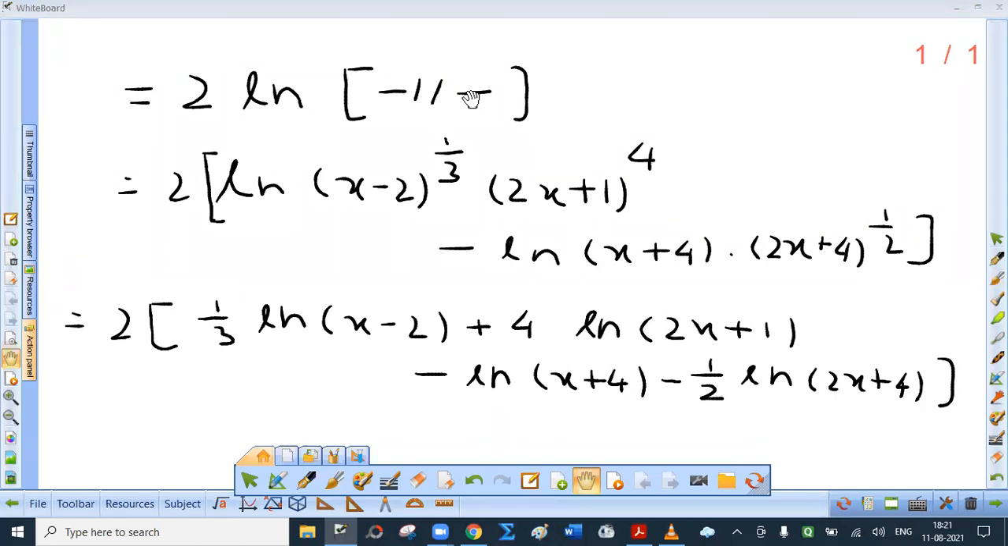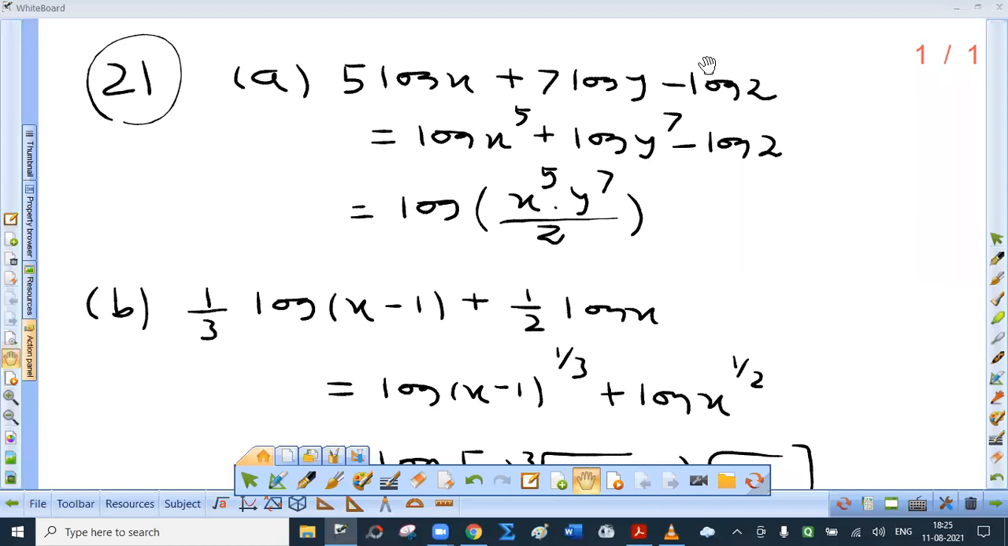Today's sums are important. In fact, this topic is important. I repeat that for calculus, thorough knowledge of trigonometric formulae and logarithm is required. Of course, the topic function. Without function, it is not possible to function properly.